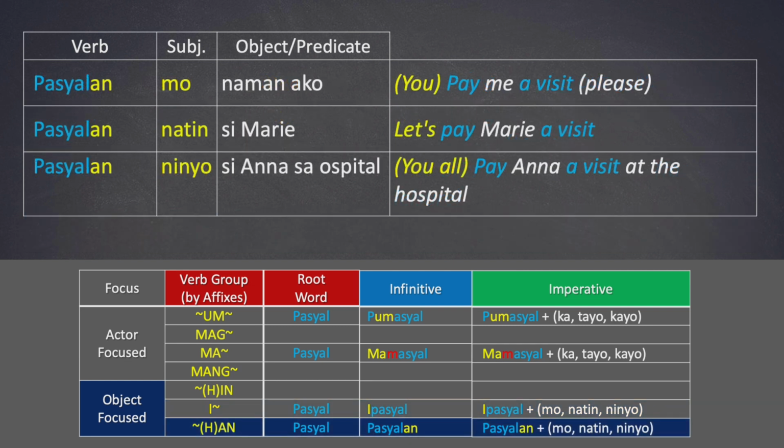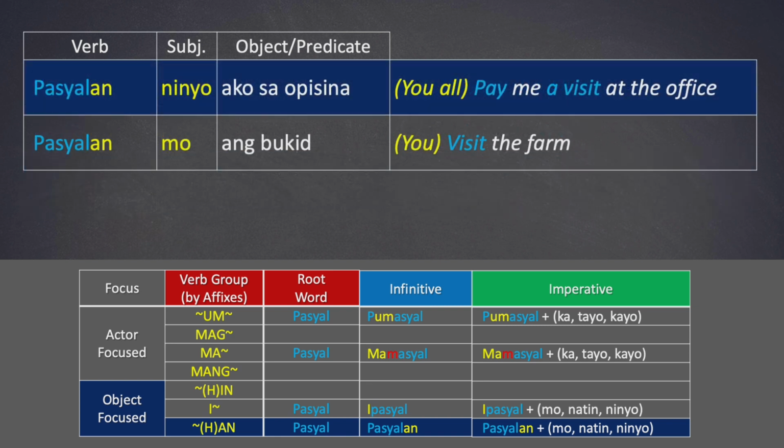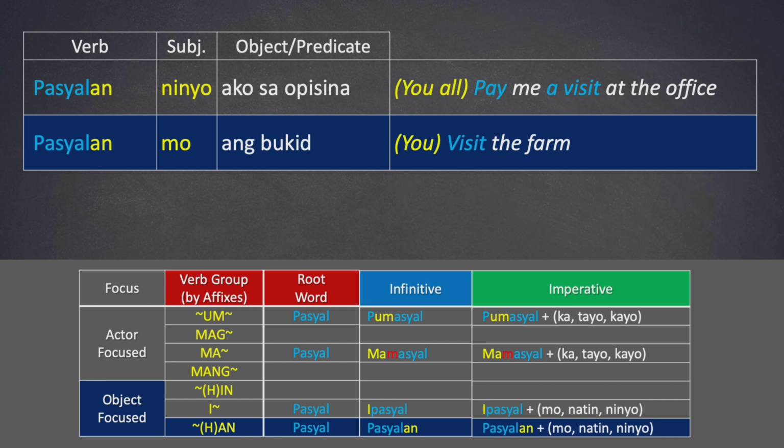The last verb, pasyalan, is to pay someone a visit or to visit a place you have not gone to lately. Pasyalan mo naman ako. Pay me a visit, please. We see naman used again here. Pasyalan natin si Marie. Let's pay Marie a visit. Pasyalan ninyo si Ana sa ospital. Pay Ana a visit at the hospital. Pasyalan ninyo ako sa opisina. Pay me a visit at the office. Pasyalan mo ang bukid. Visit the farm. The context here is that the listener has not been to the farm lately.